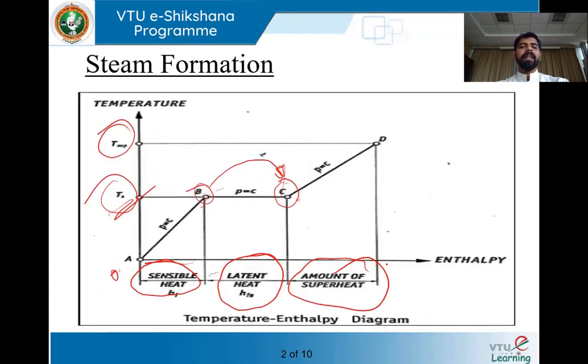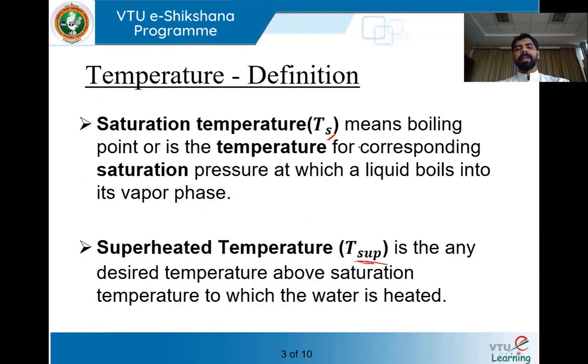See here, we are heating the steam beyond the dry saturated state to a temperature, any desired value. There is nothing fixed: 1 degree above Ts, or 5 degrees above Ts, or 10 degrees above Ts. So if you are heating the dry saturated steam to become superheated steam, that temperature beyond Ts to which we heat is what we call the superheated temperature. Any desired temperature above saturation temperature is superheated temperature.